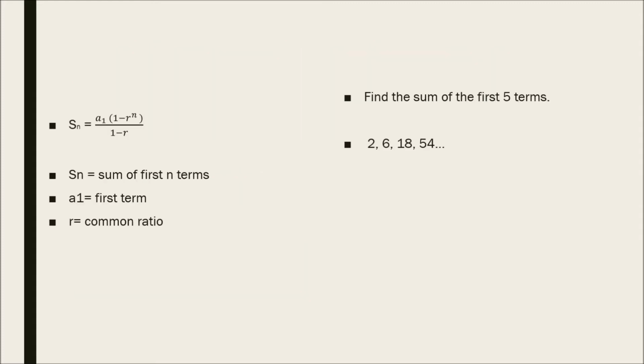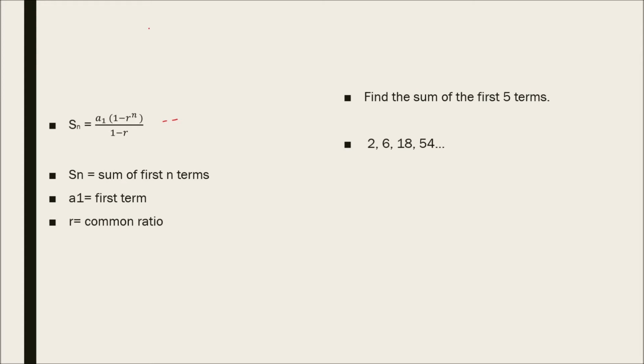The formula is Sn, the sum of the first n terms, equals a1 times open bracket 1 minus r to the power n over 1 minus r. And I'm sure you're thinking, 1 minus r, 1 minus r to the power n, aren't we going to get negative numbers? Yes, but if we get negative numbers at the top and at the bottom, negative cancels negative, and our answers will still be correct.